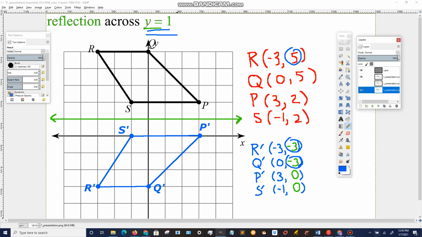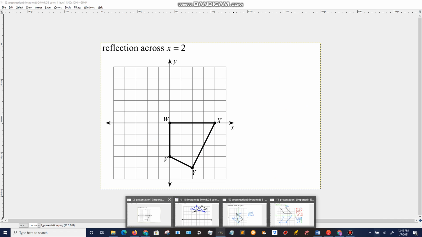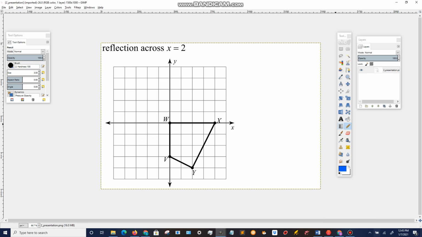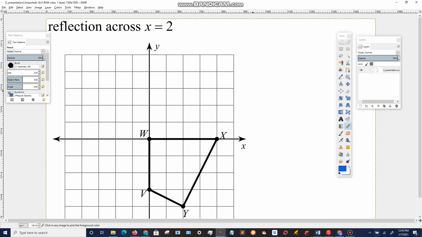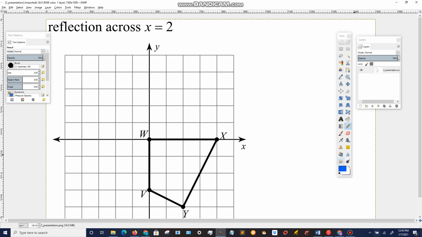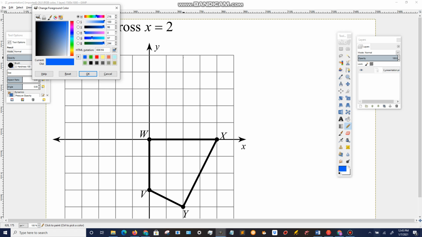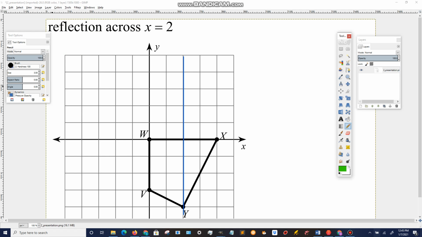So let's do another example here. This one here, I'm going to be reflecting across x equals 2. So x equals 2 is a vertical line, so that would be right here. So that's my mirror. Let me do it in green, actually. So that's where x equals 2 is located.